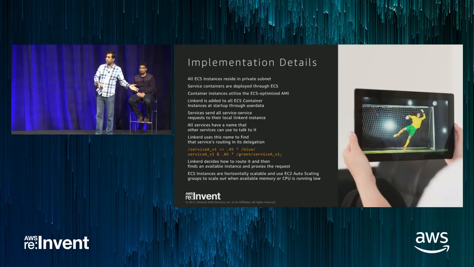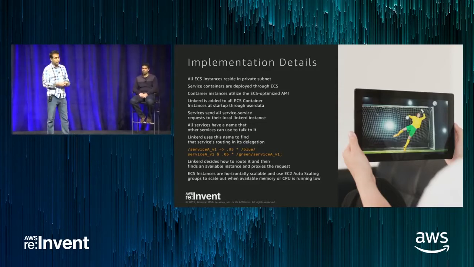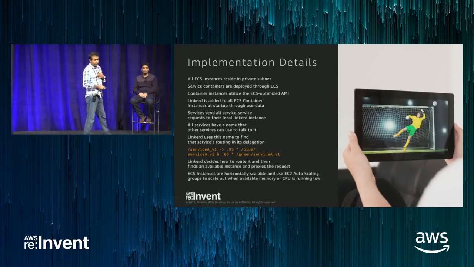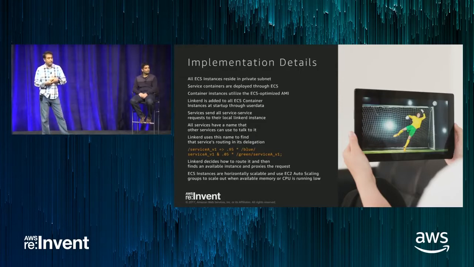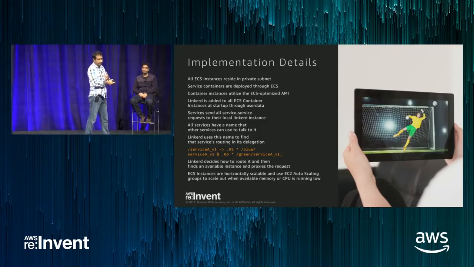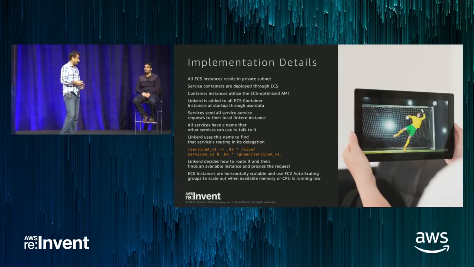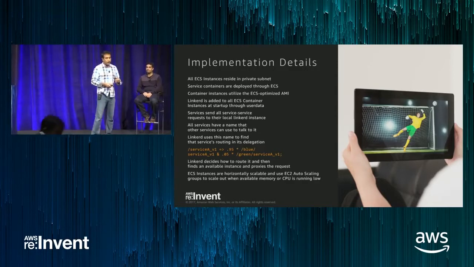I tend to do this because if somebody watches it on YouTube, at least it's there and you don't have to hear the audio. I know my voice gets annoying to me too. So ECS instances reside in private subnets. Service containers are deployed through ECS. Container instances utilize the ECS optimized AMI. And then we add linkerd through our user data. So it's actually also deployed as a Docker container on the instance.